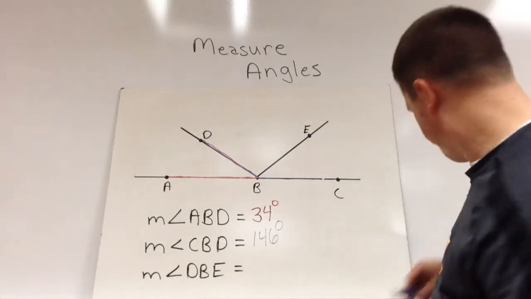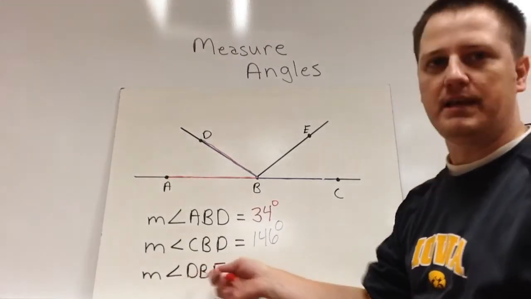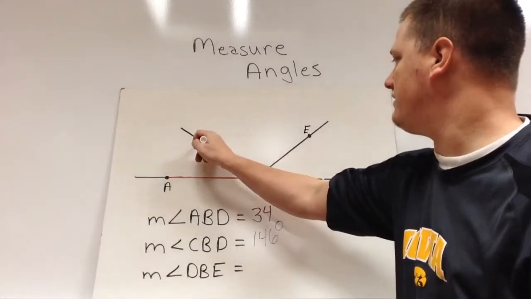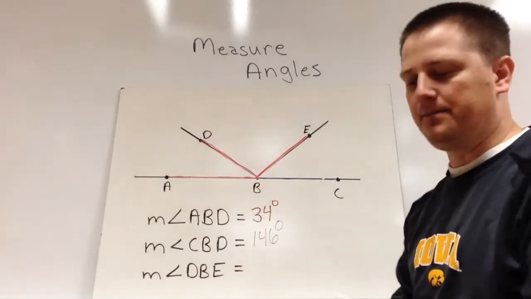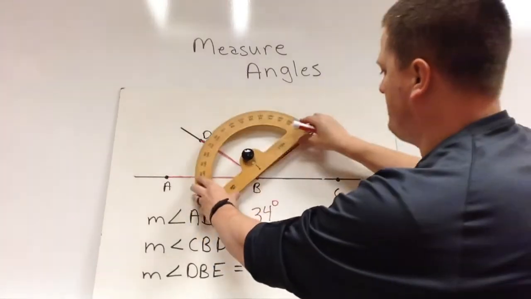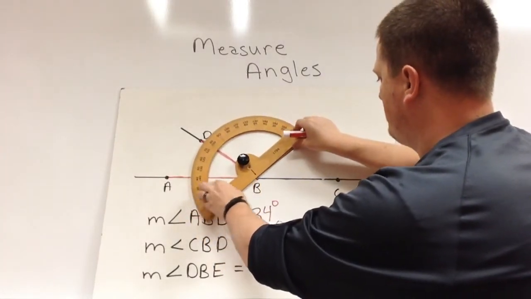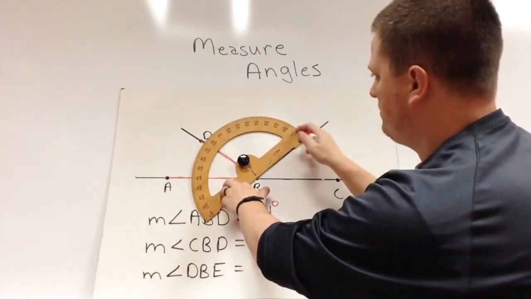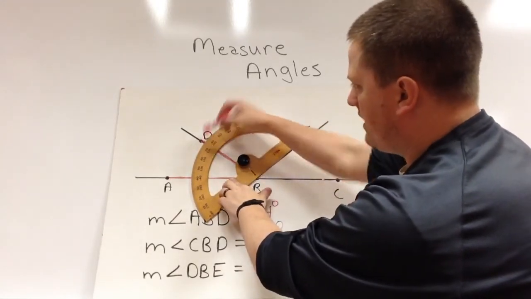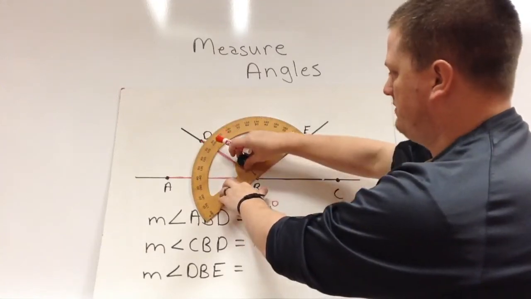And our last one that we have here is DBE. So here's D to B to E right there, so that middle angle. So I'm going to have to turn my protractor now. So I'm going to turn it this way, get my arrow, try and line it up, and here's 0 all the way to 80, looks like about 85 degrees.